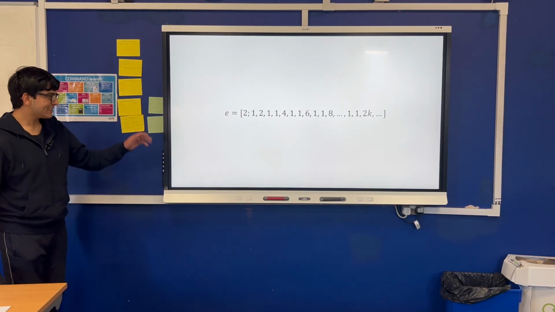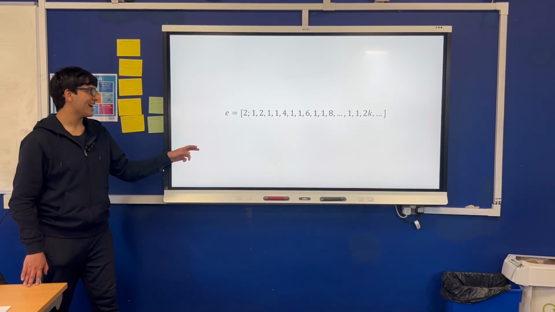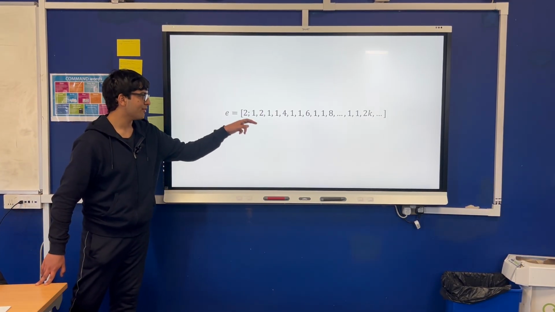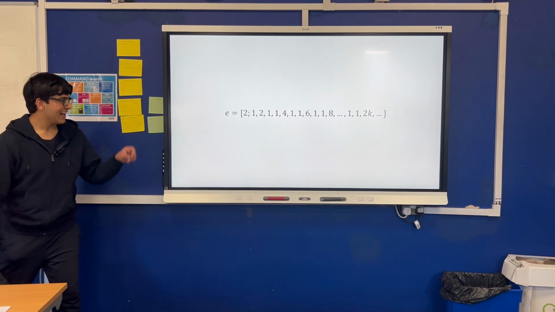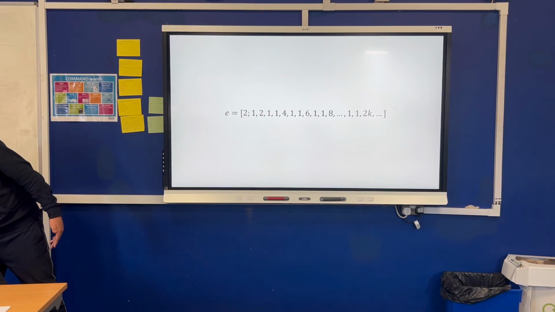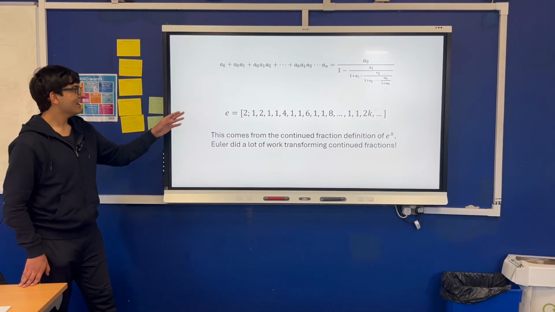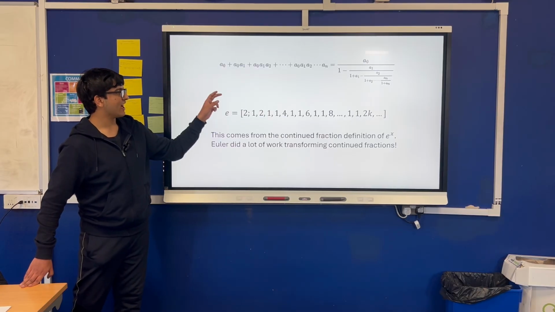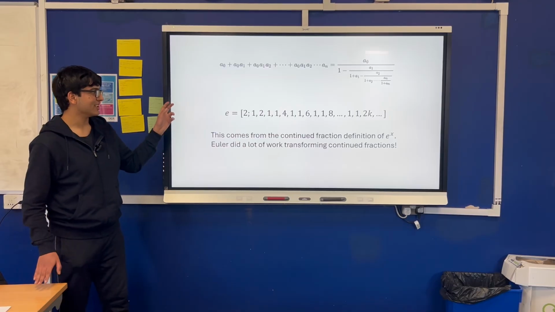This is the simple continued fraction of e. As you can see, it's got a very, very nice pattern. It goes 2, 1, 2, 1, 4, 1, 6, 1, 8, 1, 10, and so on. And you may be wondering, why is there that nice pattern? It's because of Euler's formula. That's how you could derive continued fractions from a bunch of Taylor series and a bunch of product sums even.